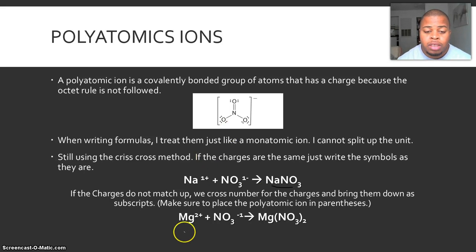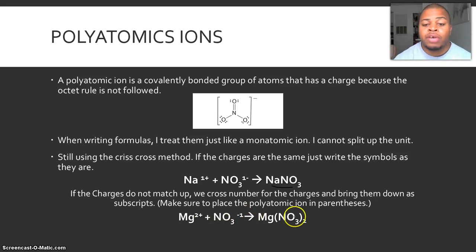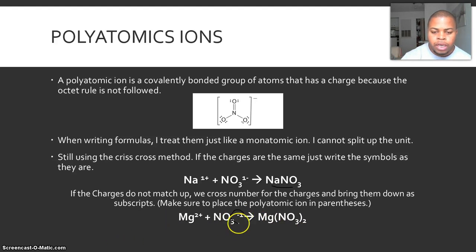That one step is given to us here in our example, Mg2+ again with our nitrate ion with a 1- charge. I'm still going to do my crisscross method, so I'm still going to bring these down. But to show that I have more than one of my whole nitrate ion, I'm going to put it in parentheses.